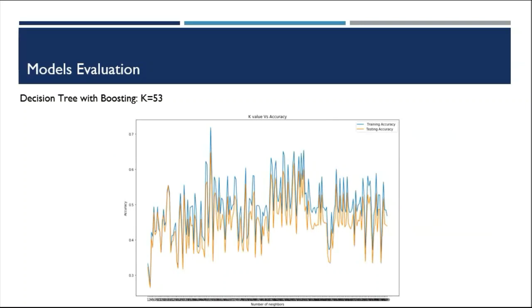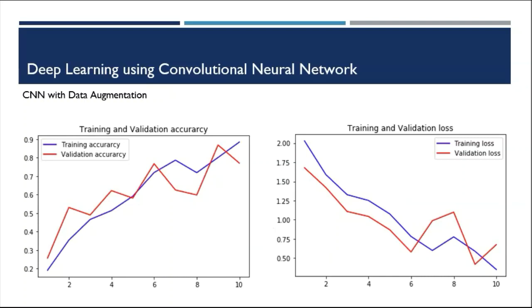Now let's look at the CNN. We have used CNN with and without data augmentation. For CNN, we extracted images in a 3-dimensional array where channels equal 1. The graph shows accuracy and loss while training and testing the models. With data augmentation, we got 77% accuracy.